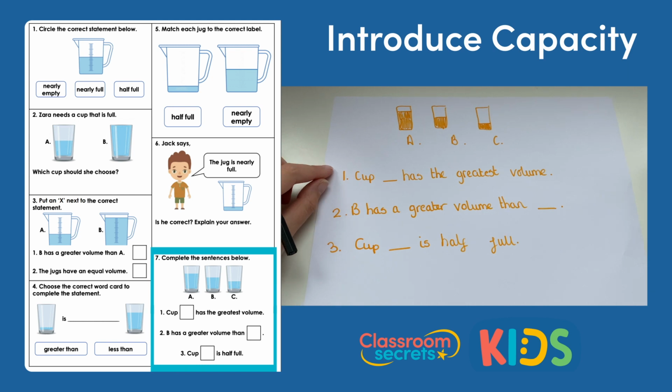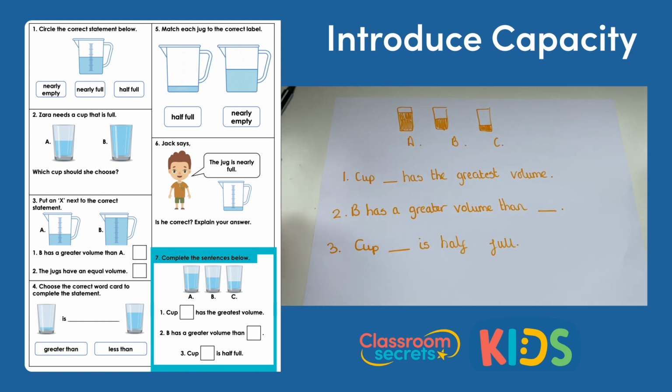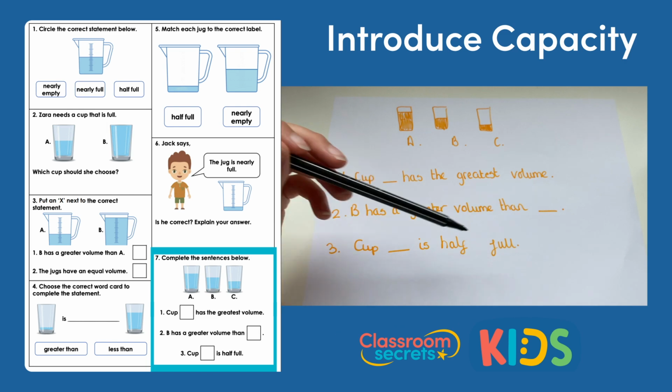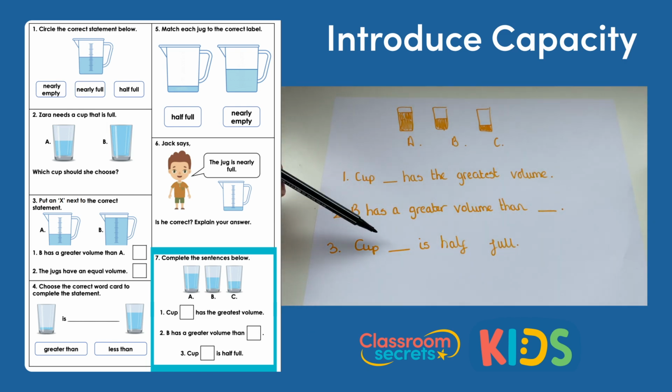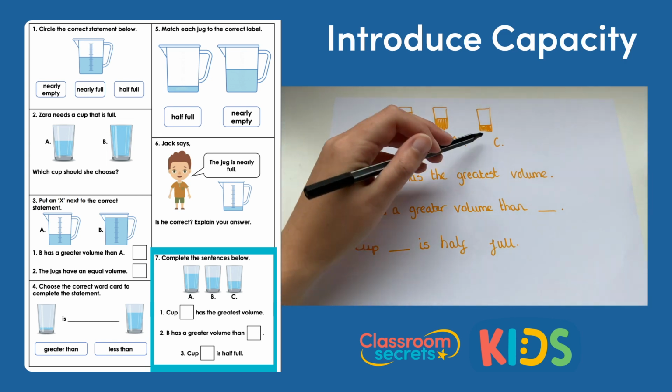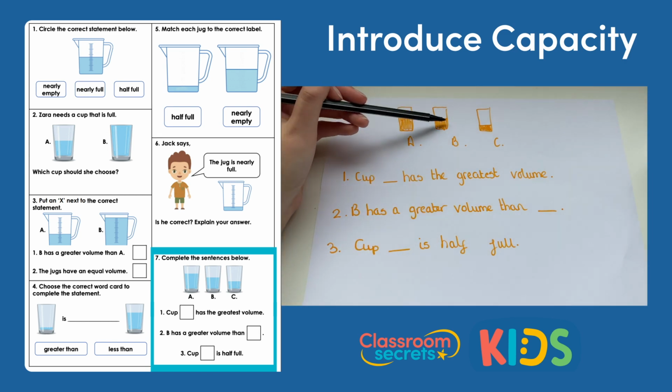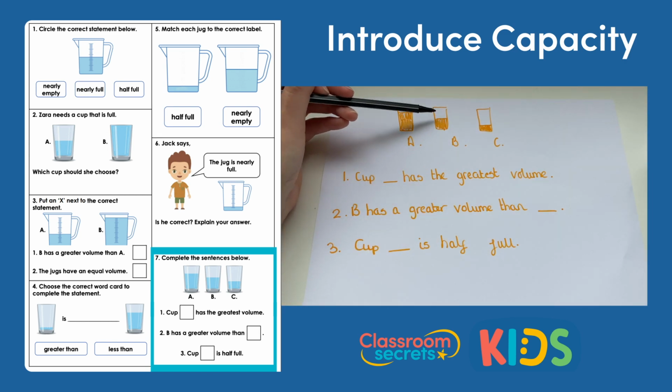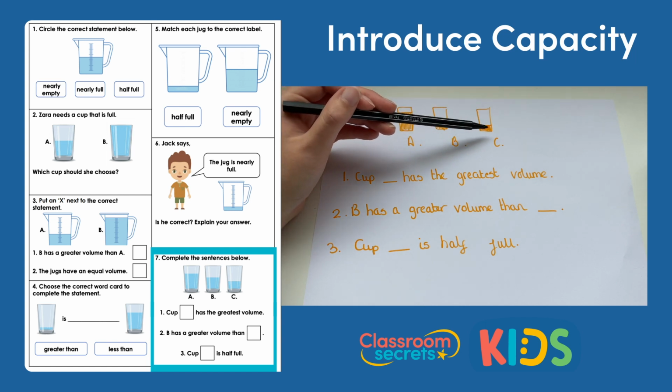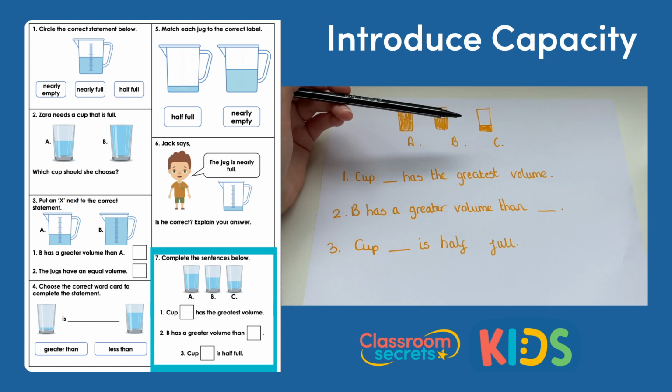Moving on to 7. Complete the sentences below. We've got 3 cups, and then we've got some sentences here with missing gaps. So 1, cup has the greatest volume, 2, B has a greater volume than, and 3, cup is half full. So we've got our cups along the top. This one's nearly full. This one's half full because half of it is filled and half of it is empty. And C is nearly empty because the liquid is right down near the bottom.